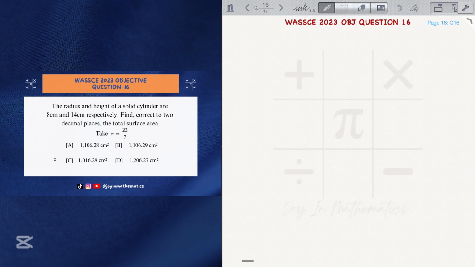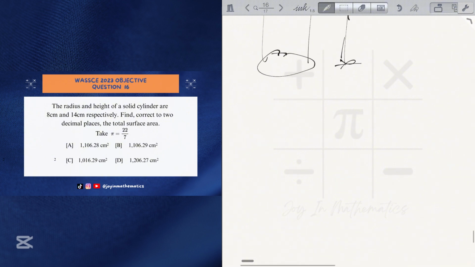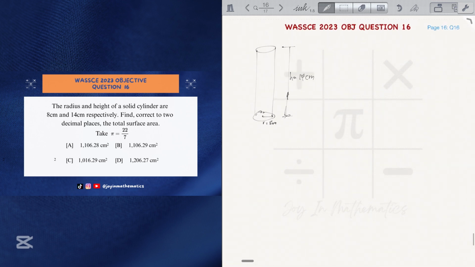We have a solid cylinder with a height of 14 centimeters. h is 14 centimeters, and here the radius is 8 centimeters. And we are asked to find the total surface area, TSA. Now the total surface area of a solid cylinder is given as the 2 circles, that's 2 pi r squared, plus the embedded rectangle, which is 2 pi r h.